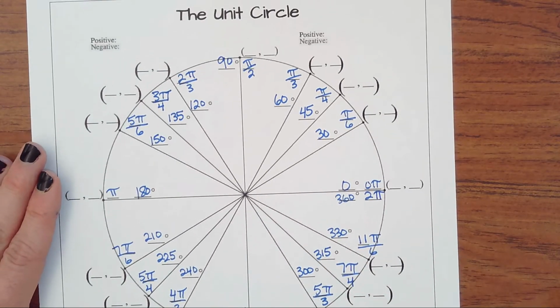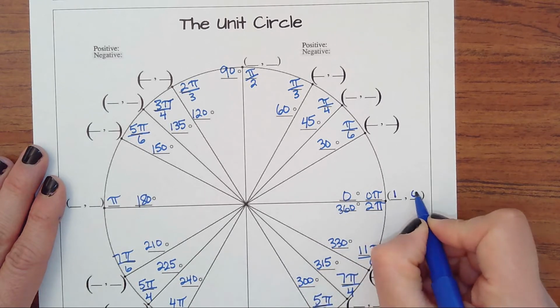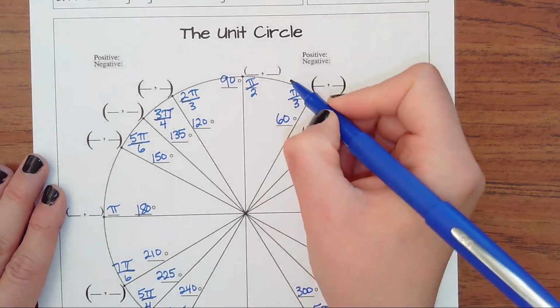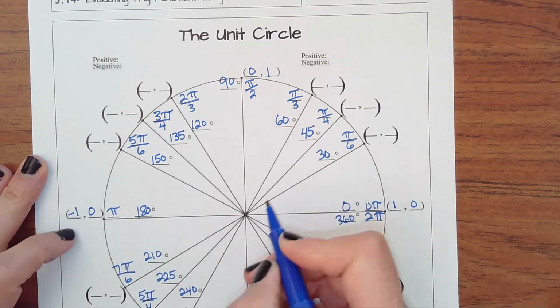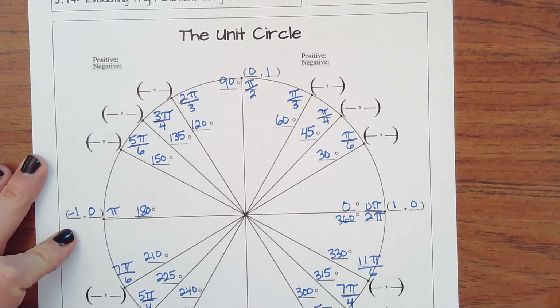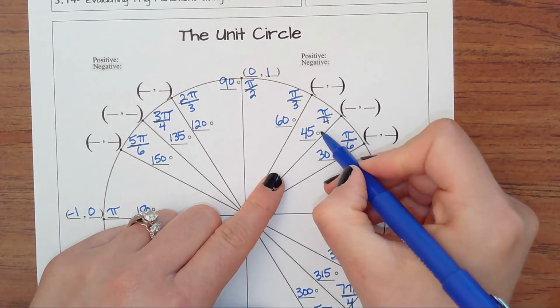Now let's do the ordered pairs. We would have this point be right 1, not up or down any. Up here would be 0, 1, -1, 0, 0, -1. Easy ones, right? Okay, I can always remember the 45.